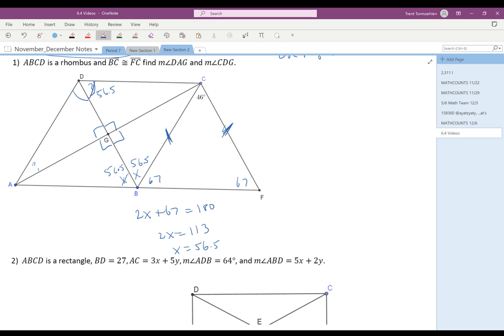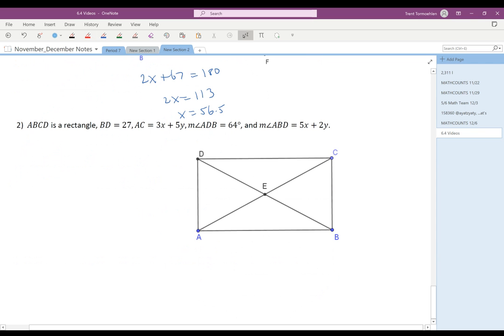And then finding the other angle, DAG, is actually just super simple. These three angles have to add up to 180. Subtract 90, you get 90. 90 minus 56.5 is going to be 33.5. And that's how you find DAG and CDG.